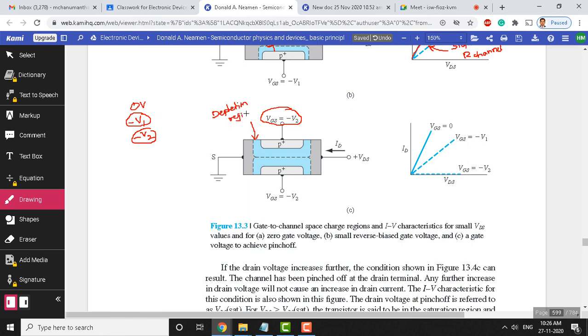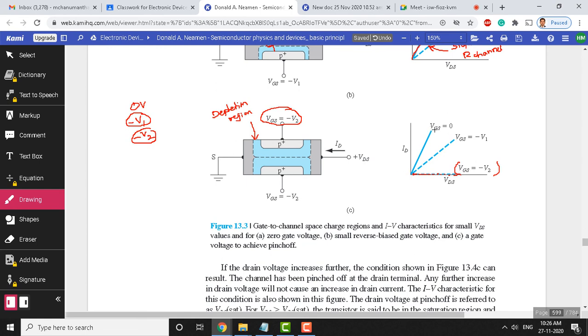So, the depletion region is now completely filled, and you see that there is no channel region, you are unable to see the channel here. Now, it has been occupied by the depletion region. Now, what will happen for this? For this condition you can see that the drain current becomes almost 0. You can see the curve is exactly lying on the x axis here. So, this is for the case VGS is equal to minus V2, more negative than minus V1. So, the drain current becomes 0 here.